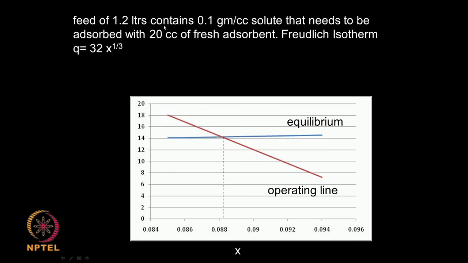So, a feed of 1.2 liters contains so much solute that needs to be adsorbed with 20 cc of fresh adsorbent. With the Freundlich relationship, q equal to 32 x raised to the power 1 by 3, we can plot what we call the equilibrium line here, and the operating line is your mass balance. Wherever they cut will give you the amount x on the x axis, and here it will give you the q on the y axis. This is called the graphical method.